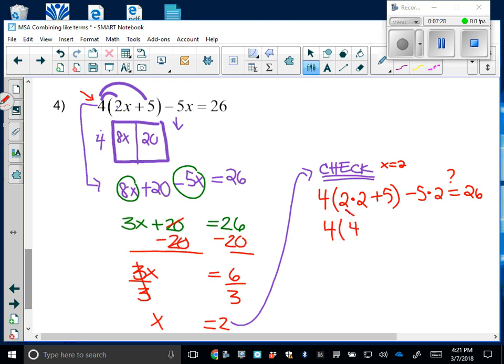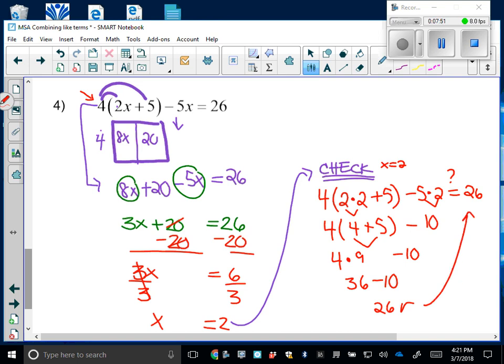2 times 2 is 4, plus 5, and that's 10. This is 4 times 9 minus 10. 4 times 9 is 36 minus 10. 36 minus 10 is 26. It's the same, so it checks. So those are just some sample problems to help you with solving multi-step equations.